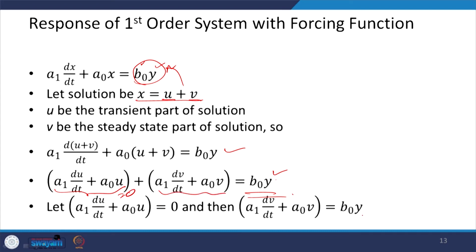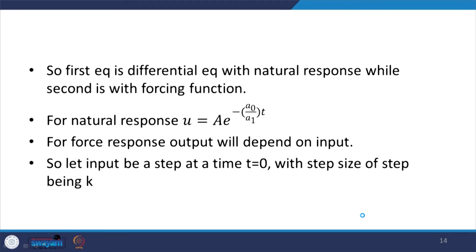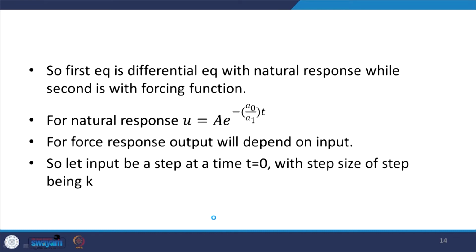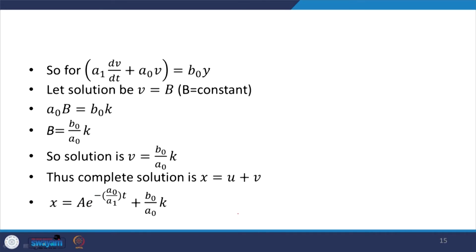If I assume this part is equal to 0, then naturally this part happens to be equal to 1. So, now let us find the solution for the first equation, that is, corresponding to 0 at the right hand side over here. Again it is a natural response, so its solution is going to be this one. And for the forced response we can assume a step input at t is equal to 0 with a step size of k.